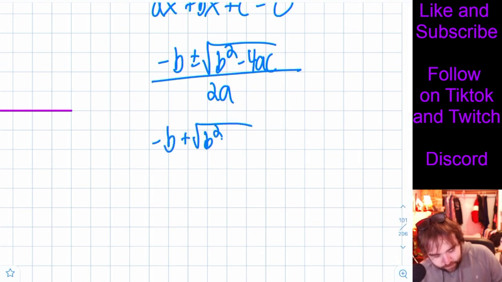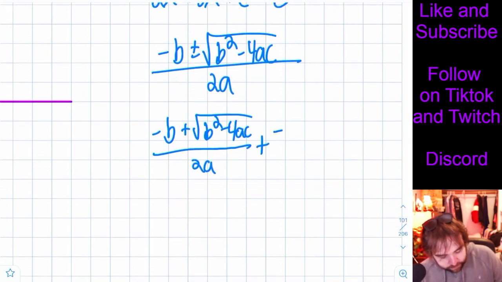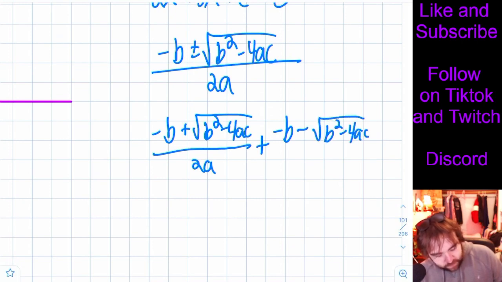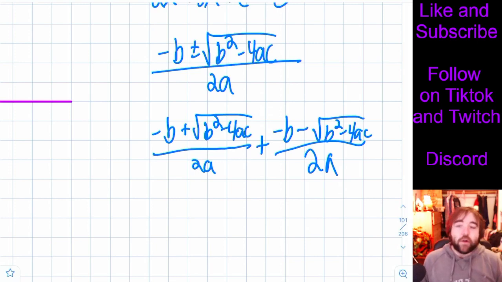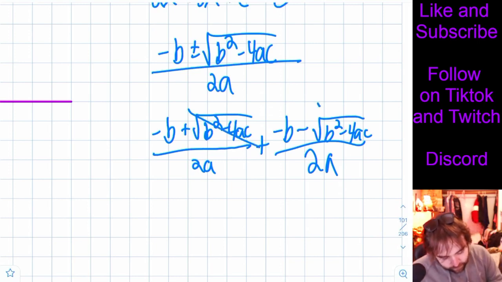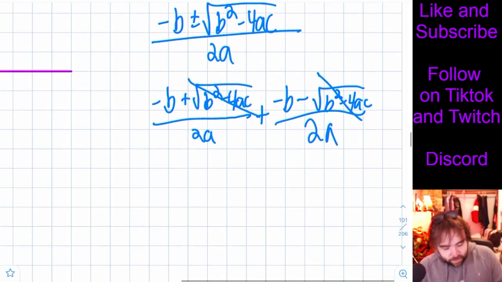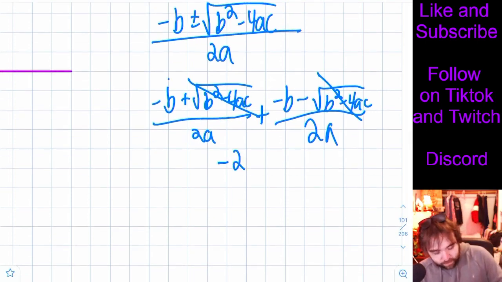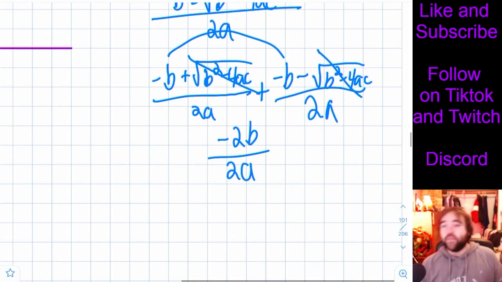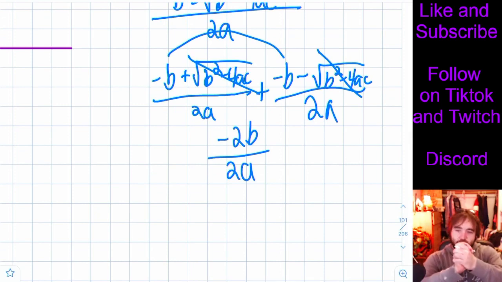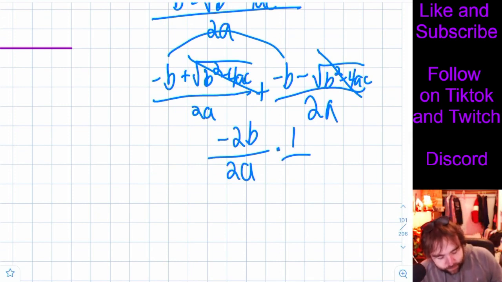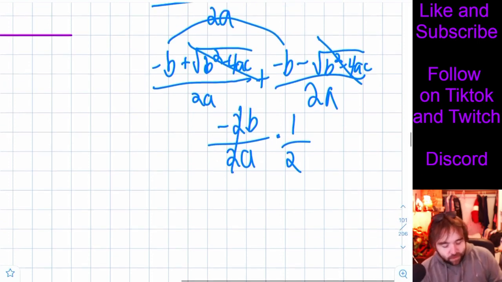So what we're going to do is take the two solutions, -b plus the square root of b squared minus 4ac over 2a, and we're going to add them together. So plus -b minus the square root of b squared minus 4ac over 2a. When we add these two things together, the square roots cancel out because one's plus and one's minus. So we end up with negative 2b, because we have two of them, over 2a. And then if we want to find the average, that's the sum of the solutions, so we multiply it by a half. So one of those twos is canceling.